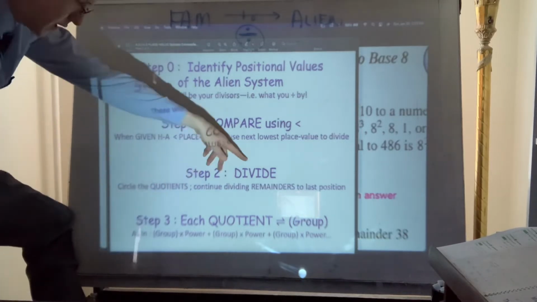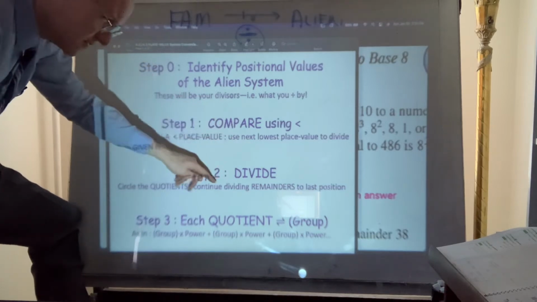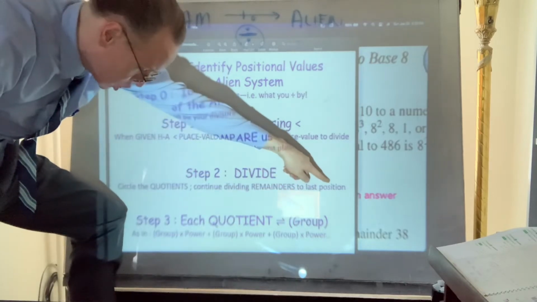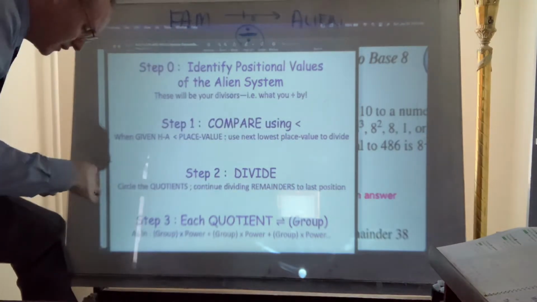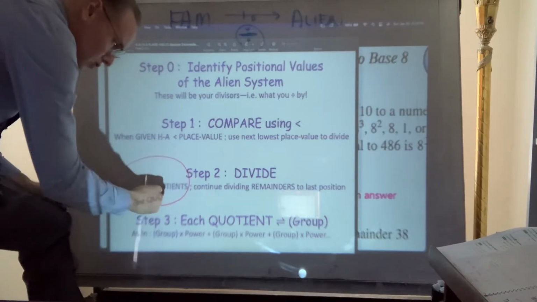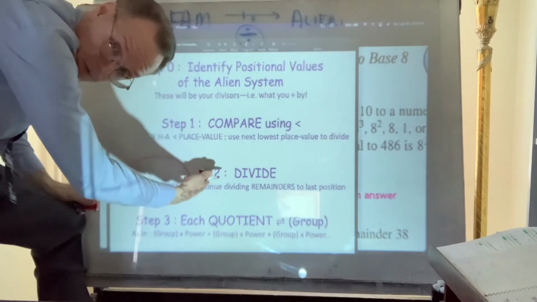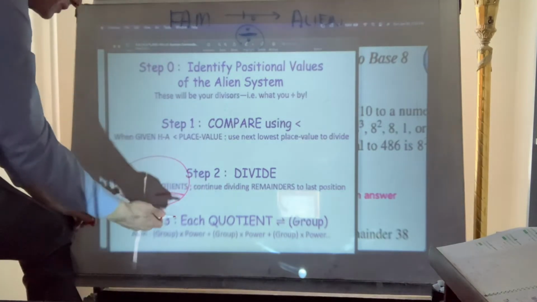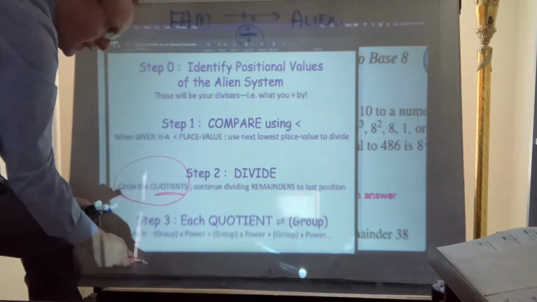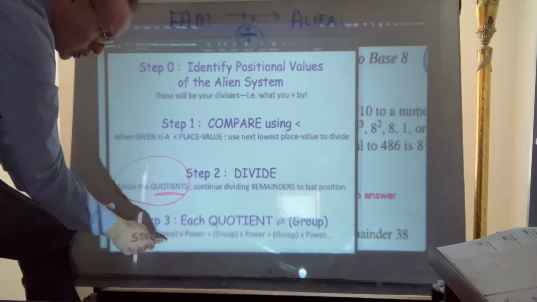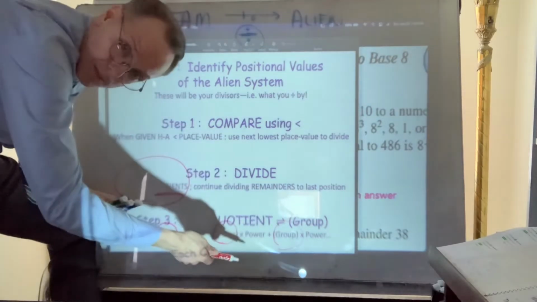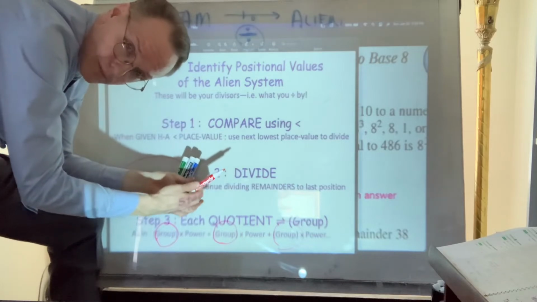You're going to do the actual division ultimately, and you're going to continue dividing the remainders that you get, to the very last position. You want to circle the quotients. That's important because this is going to be part of your answer. That's why I want you to circle the quotients from dividing. Then step 3 would be that each quotient is going to represent your group. And without actually doing the multiplication, whatever would be sitting here, here, and here in your model, you're going to pile them together.